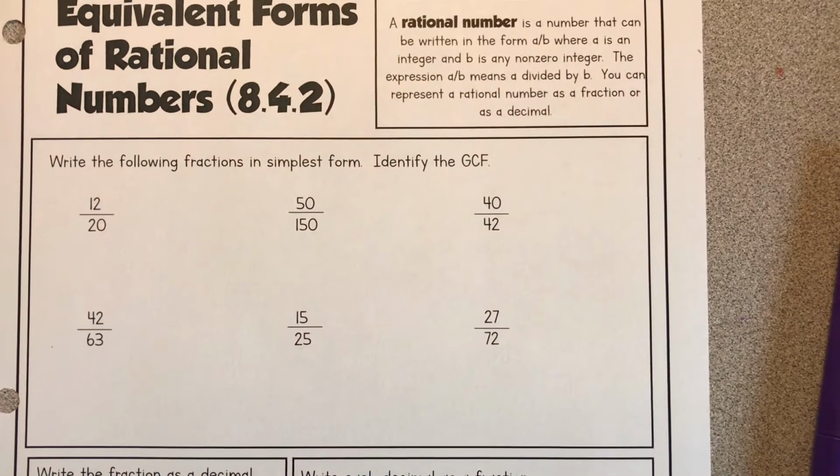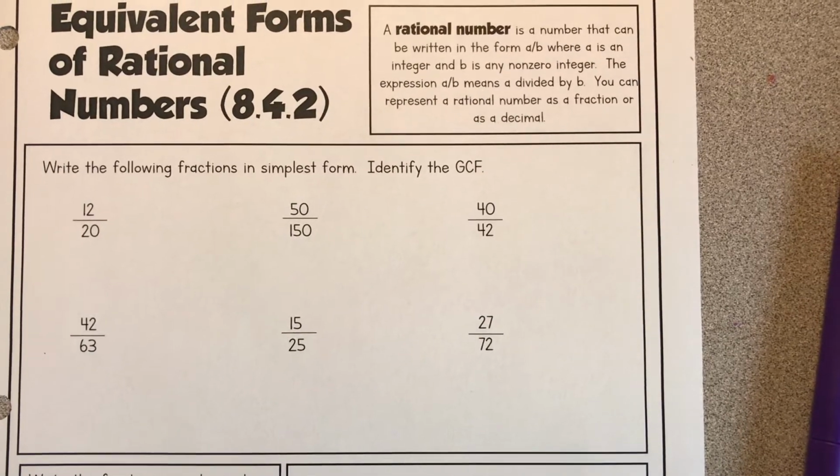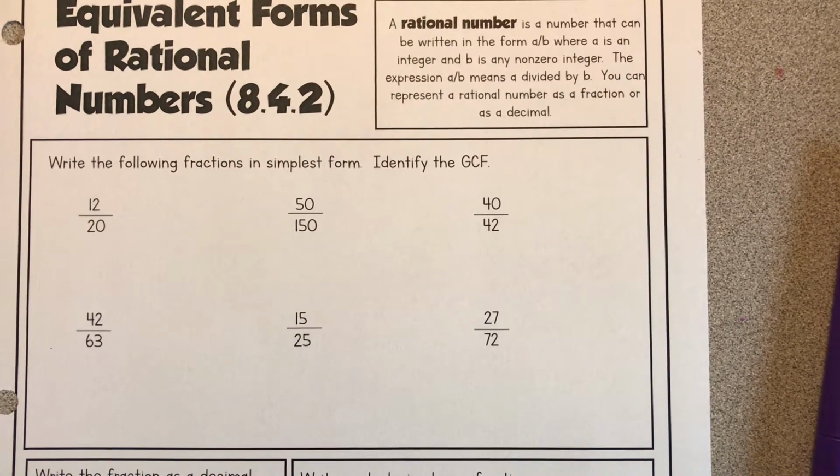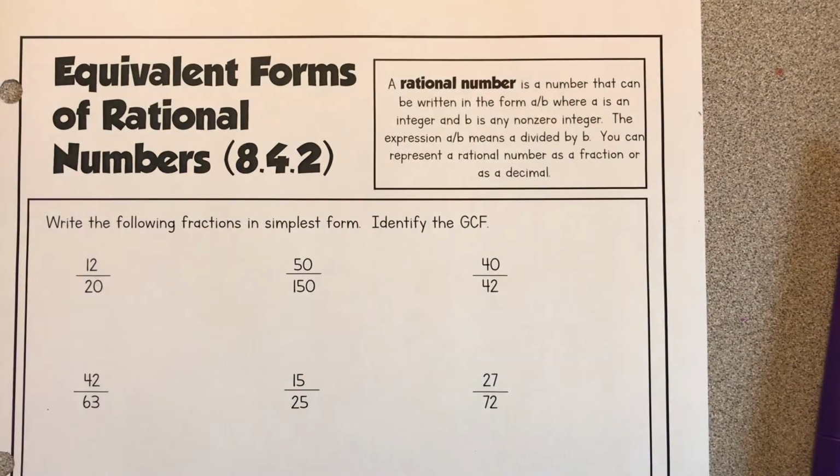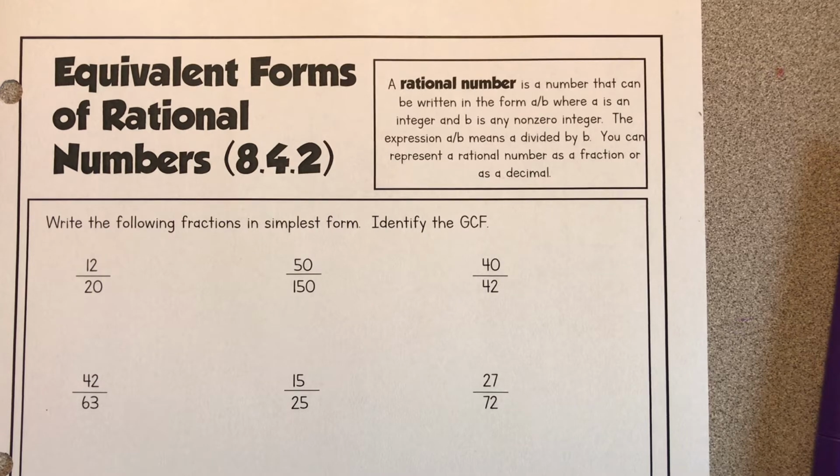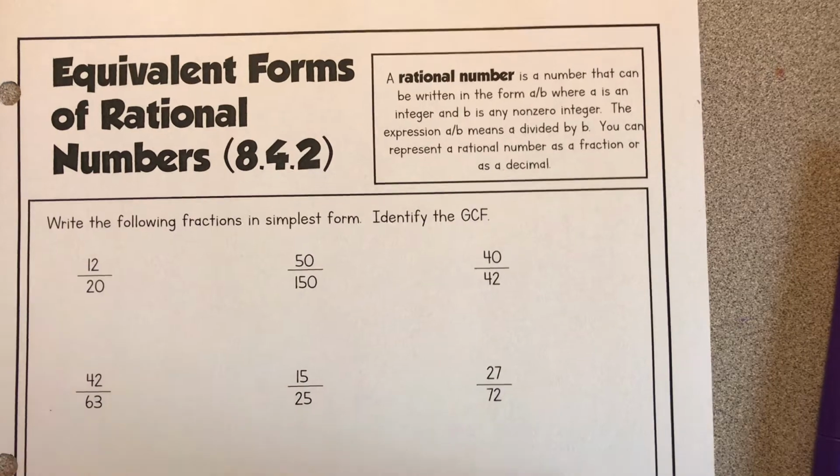Okay, today we're going to talk about equivalent forms of rational numbers. So what even is a rational number? If you'll read up here, it says a rational number is a number that can be written in the form a over b, where a is an integer, so any positive or negative whole number, and b is any non-zero integer. So again, positive or negative whole number as long as it's not zero. The expression a over b means a divided by b. You can represent a rational number as a fraction or as a decimal.